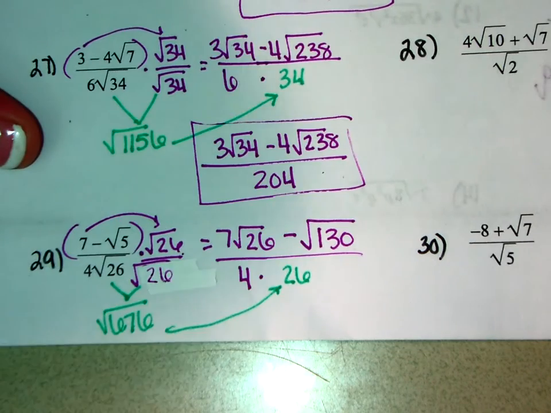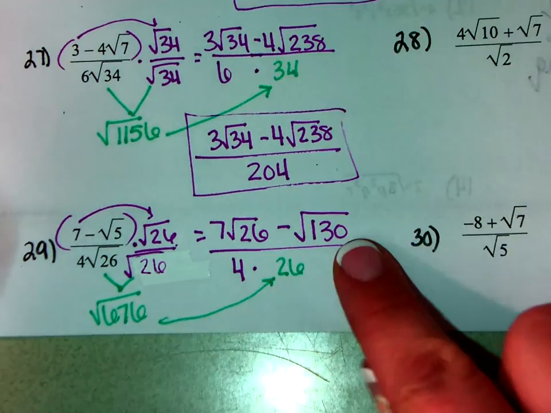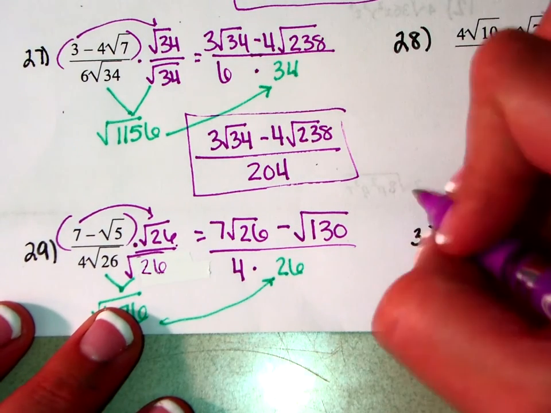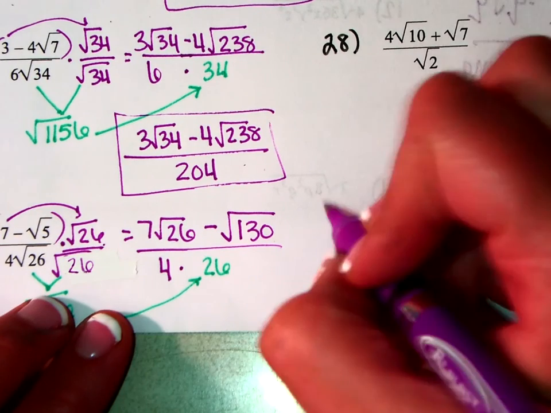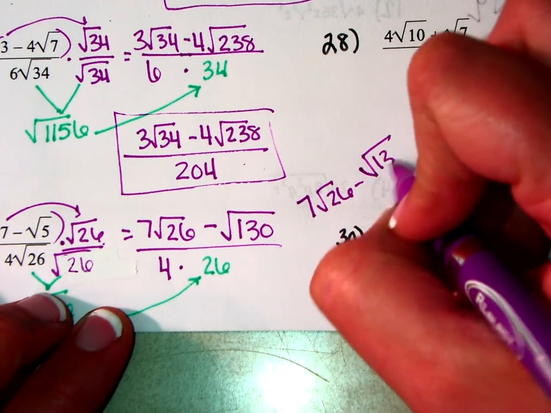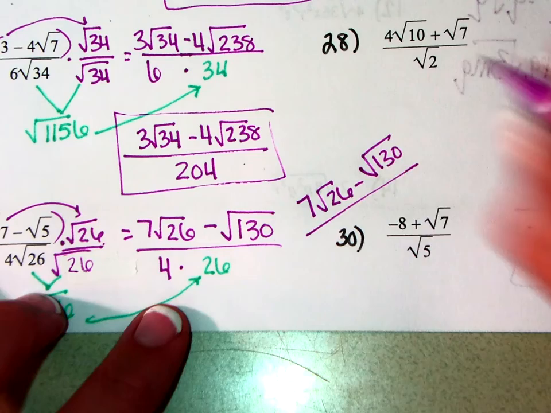So to finalize this problem, I can't simplify 26. I cannot simplify 130. So my answer is just, let's write it over here since I'm not working the evens. 7 square roots of 26 minus square root of 130 all over 4 times 26, which is 104.